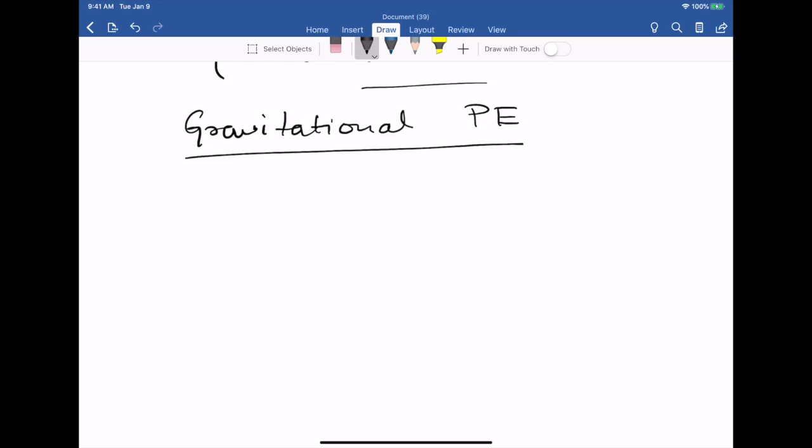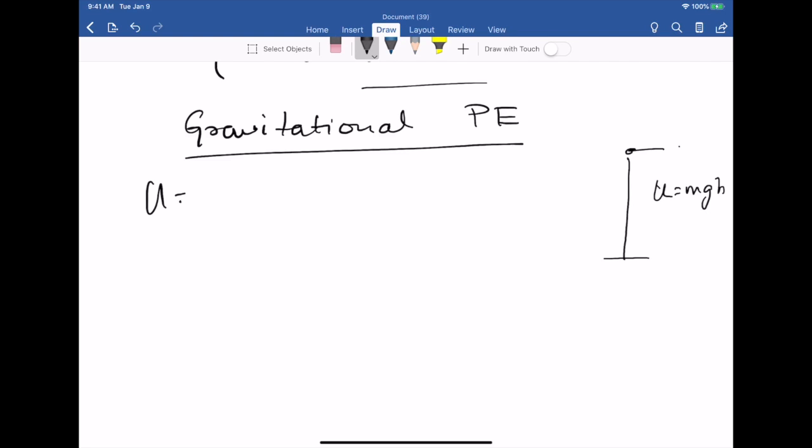Now, you might be thinking that we already know what gravitational potential energy is. The formula that we had earlier was that if an object is at a height h, then the gravitational potential energy of the object was mgh. So you might be wondering, why are we talking about gravitational potential energy now? Well, the formula mgh is only approximately true near the surface of the Earth because it is derived under the assumption that g is constant.